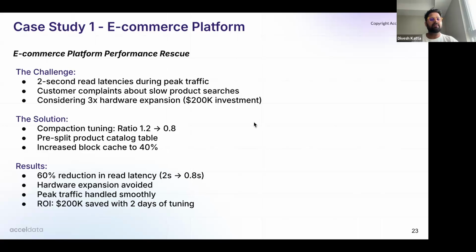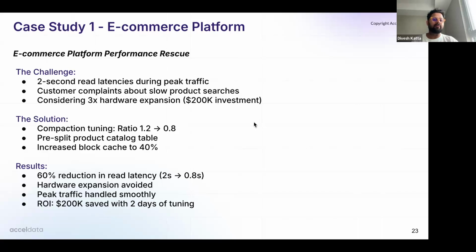The compaction ratio change from 1.2 to 0.8 meant smaller files stayed around longer before compaction, reducing the number of files that need to be checked for each read, directly addressing read amplification. Second, pre-splitting the product catalog based on the product category distribution spread the load across regions, eliminating the hotspot during the peak shopping period.